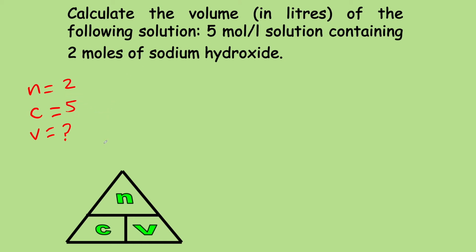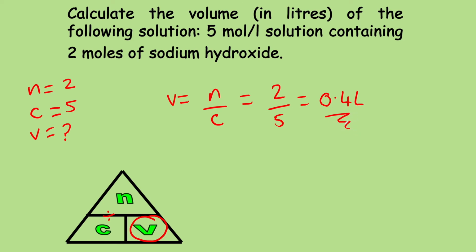So for this one, if we want to figure out our volume, we would have to do our number of moles divided by our concentration, which would be N divided by C, which is 2 divided by 5. Now, in all seriousness, just type it into your calculator. That gives you 0.4 litres. And that's how you do that one.